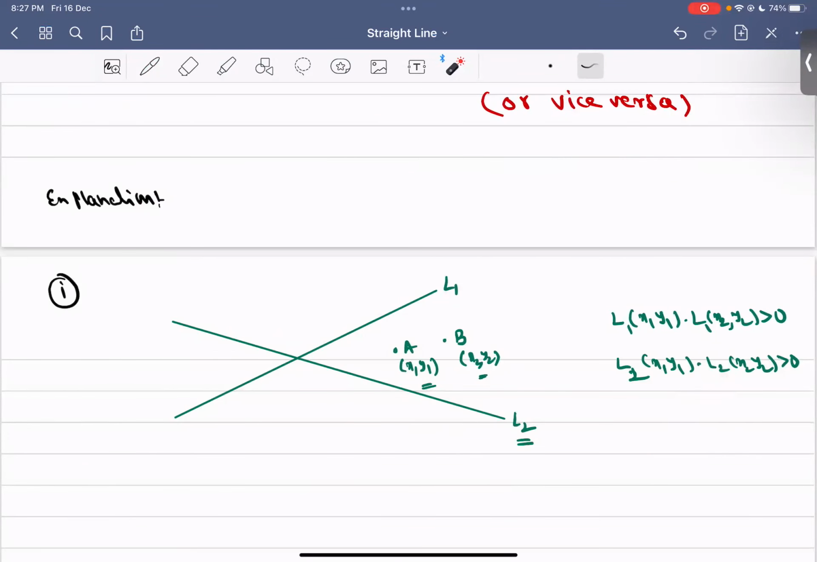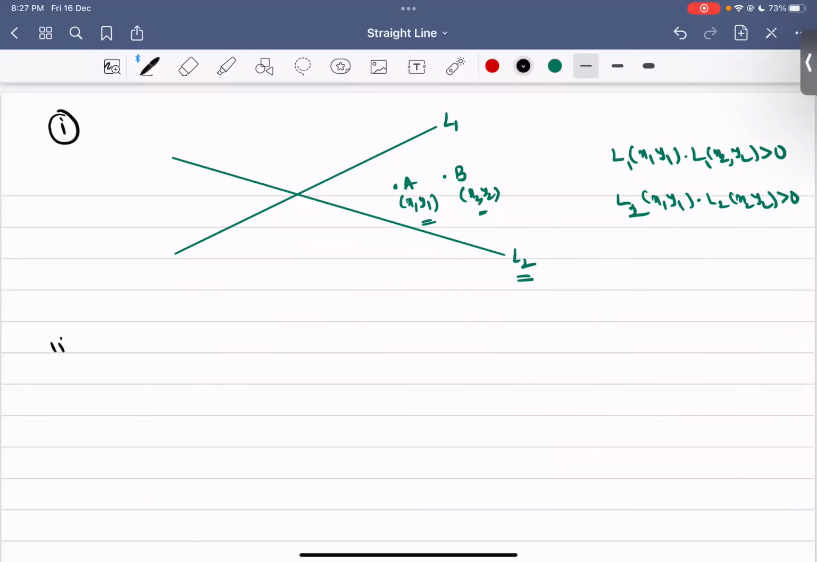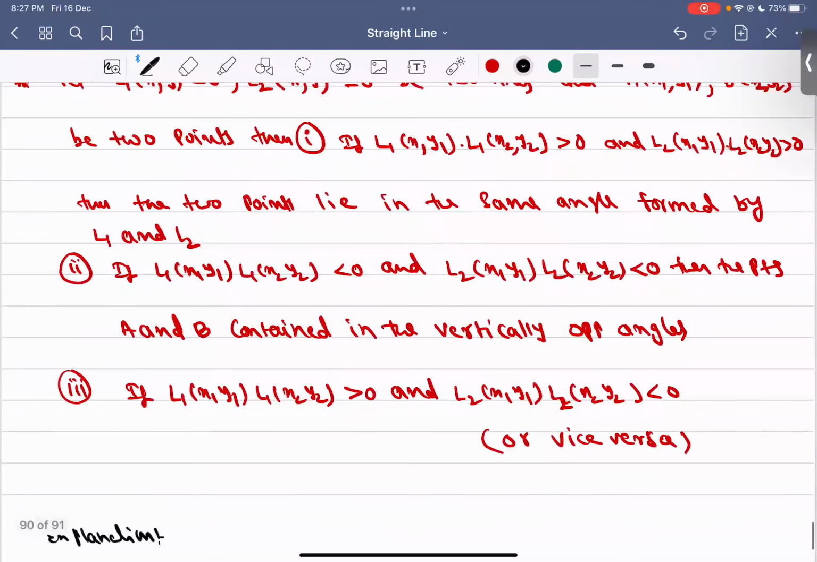Clear? First one? Yes, sir. Now the second one, explanation for the second one. See, in the second one, if the product of L1 at x1 and x2 is negative and L2 at x1 and x2 is also negative, then the points A and B are contained in the vertically opposite angles.